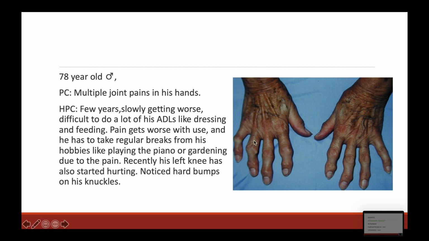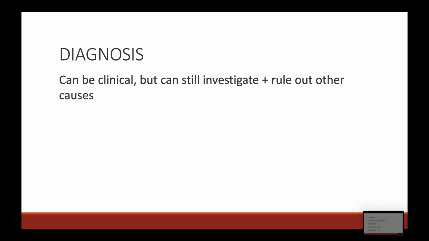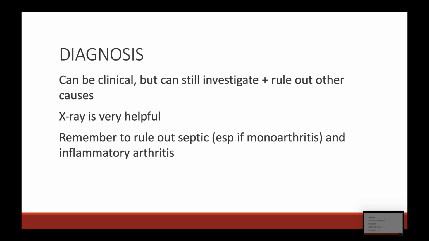Okay. So you can see these bumps. So what do you think they are? Okay, so yes, they are Heberden's and Bouchard's nodes. So diagnosis is mainly clinical, but obviously you want to investigate to rule out any sinister causes. And obviously X-ray is very helpful, and like I mentioned, again, you need to rule out anything septic, especially if it's only one joint, as well as any inflammatory causes of arthritis.